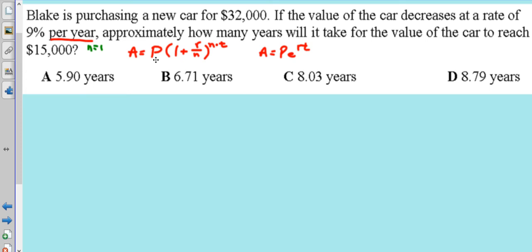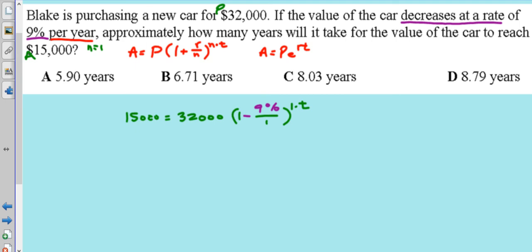That's all that means. So P stands for principal, starting amount. That's my P. 15, that's my A. We could solve this by plugging in the values. Wait, I forgot a 0 there. 15,000 equals 32,000 times 1, and also here, it decreases at a rate of 9%. So that means I need to subtract 9%. And all this happens one time a year. And we're going to do this 1 times how many years, we don't know. So that's the formula.